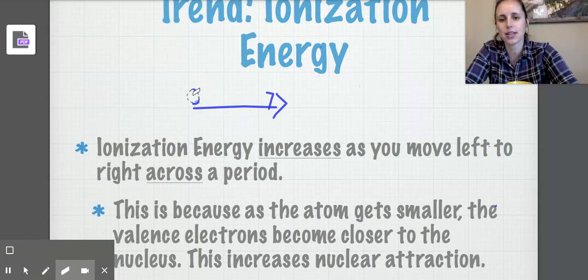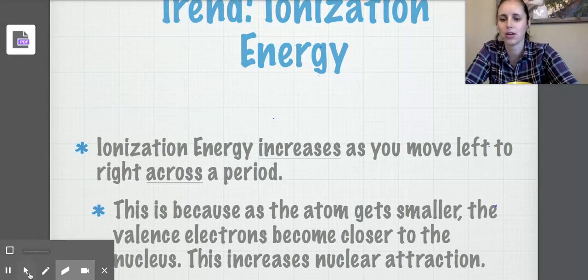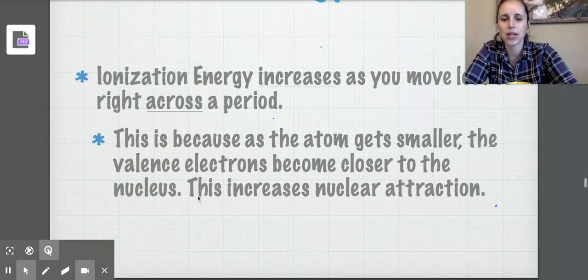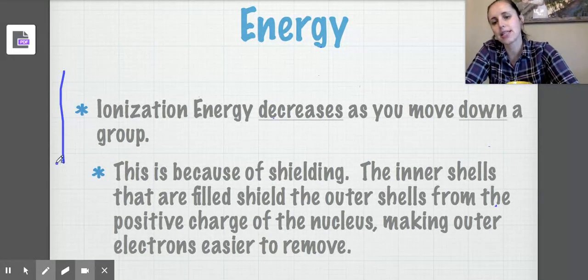Now that we understand the trend of going from left to right, we also want to look at the trend of going down a column. And we know that going down a column is due to shielding effect. So let's think about what happens as I go down a column. As I go down a column, I'm going to have more attraction up here, and I'm going to have less attraction down here. I have more attraction up here because I have a smaller atom, I have less of a shielding effect. I have less attraction down here because I have more of a shielding effect.